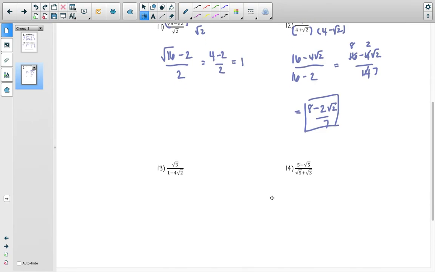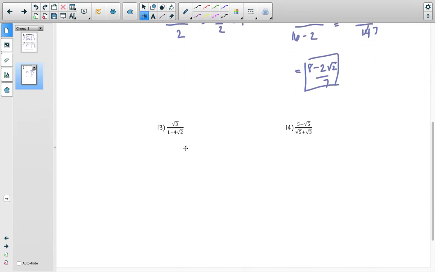All right, 13 is the last one I want to do, so I'm not talking to you for too long, and hopefully, again, this is review. Two terms, I have to multiply the top and the bottom by the conjugate, which means you're adding instead of subtracting. And you're going to multiply the top. So when you multiply the top, square root of 3 times 1 is just the square root of 3, because 1 times anything is just what you multiply by.